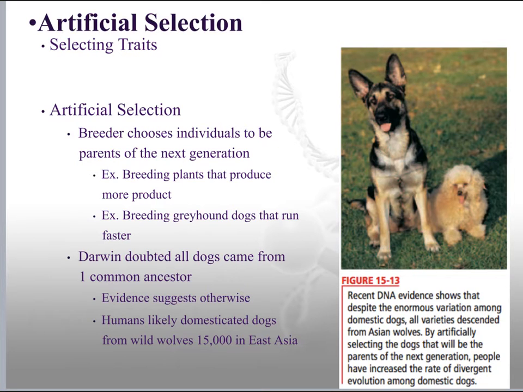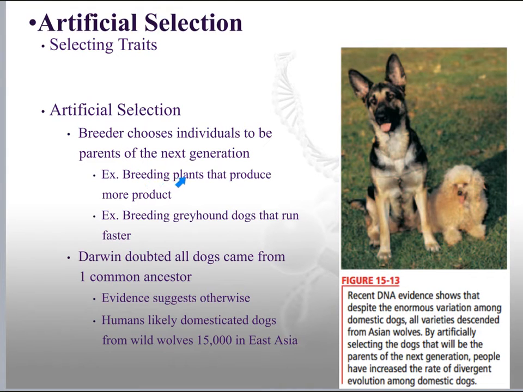Okay, so artificial selection. This is kind of an interesting point of evolution because we can start selecting traits and force species to start to diverge. So in artificial selection, the breeder chooses the individuals to be the parents of the next generation.